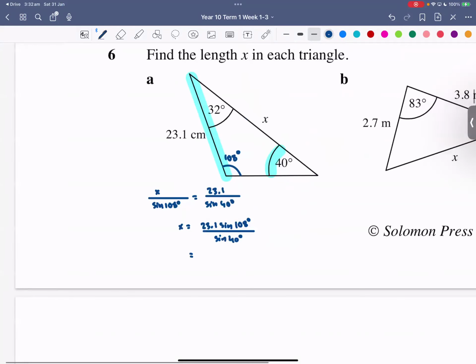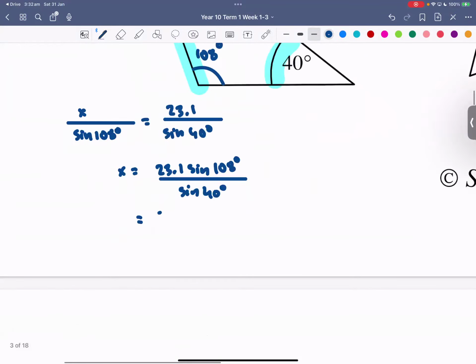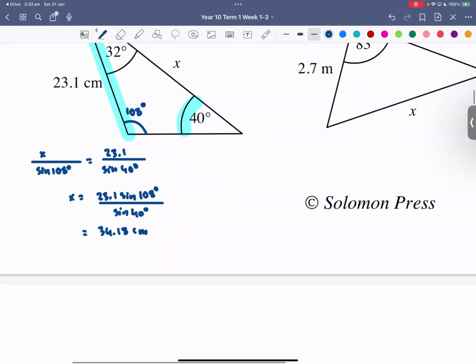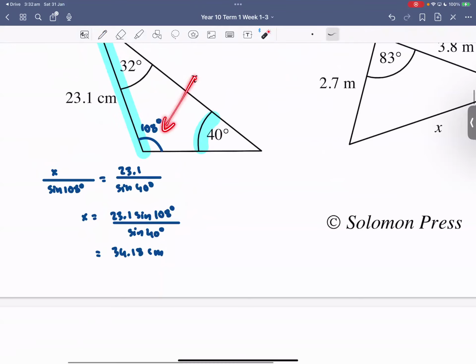Anyone? Two decimal places? Quickly. Anybody? 34.18 centimeters. x is 34.18. Everyone happy with that? I didn't do anything too hard. Side divided by the opposite angle equals side divided by the opposite angle. Always the opposite angle. So hopefully no one did sine 32, because you don't have the side opposite 32.